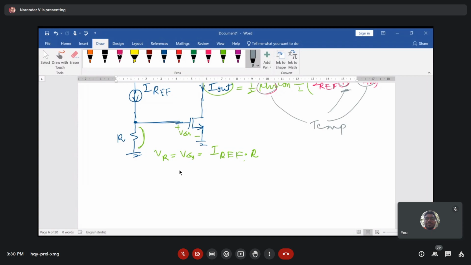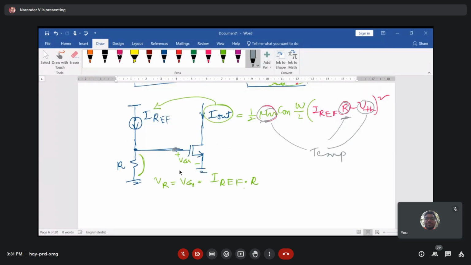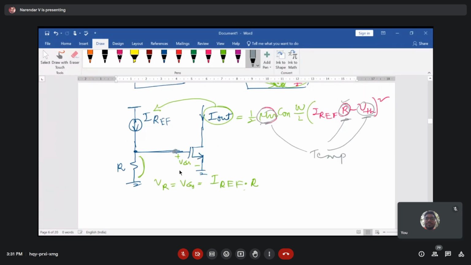Then what we have to do is let's go another way around and tackle this problem. What we have to do is apply some biasing voltage. That biasing voltage should avoid the mu terms, the threshold voltage term, and the resistance terms. Then how to get it?